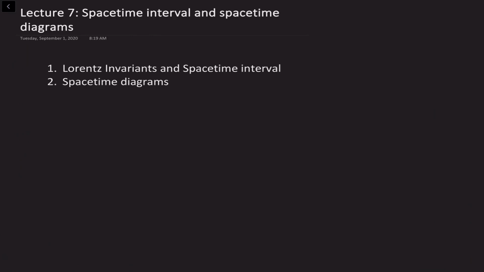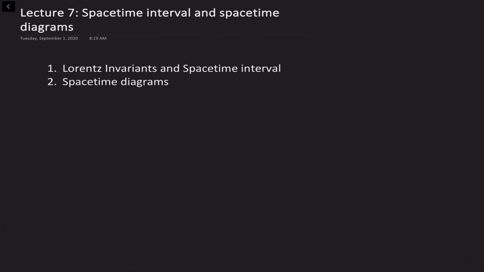In today's class, we're going to talk about the notions of a spacetime interval, and then we'll talk about spacetime diagrams. So we'll begin by talking about so-called Lorentz invariant quantities, that is, quantities that remain the same no matter which inertial observer you talk about.